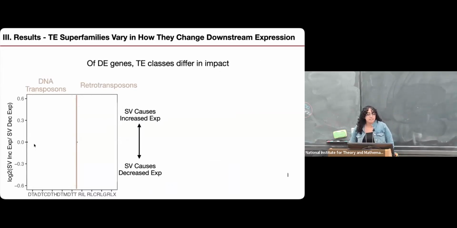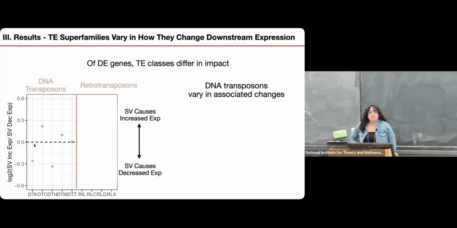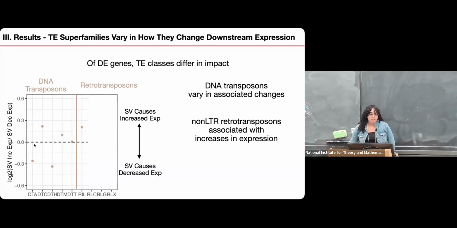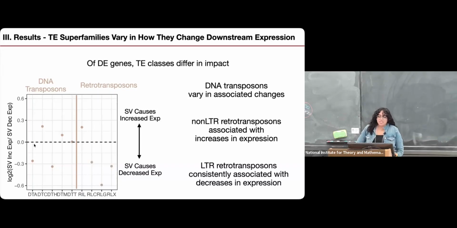Furthermore, if we specifically looked at differentially expressed genes, we could ascertain whether presence of the SV sequence was associated with increased or decreased expression. And so for class 2 DNA transposons, we observed variable effects between the superfamilies. Some superfamilies were associated with reductions, while others were associated with increases in expression. Non-LTR retrotransposons, for which we only have one superfamily, were associated with increases in expression. But interestingly, LTR retrotransposons were consistently associated with decreases in expression.